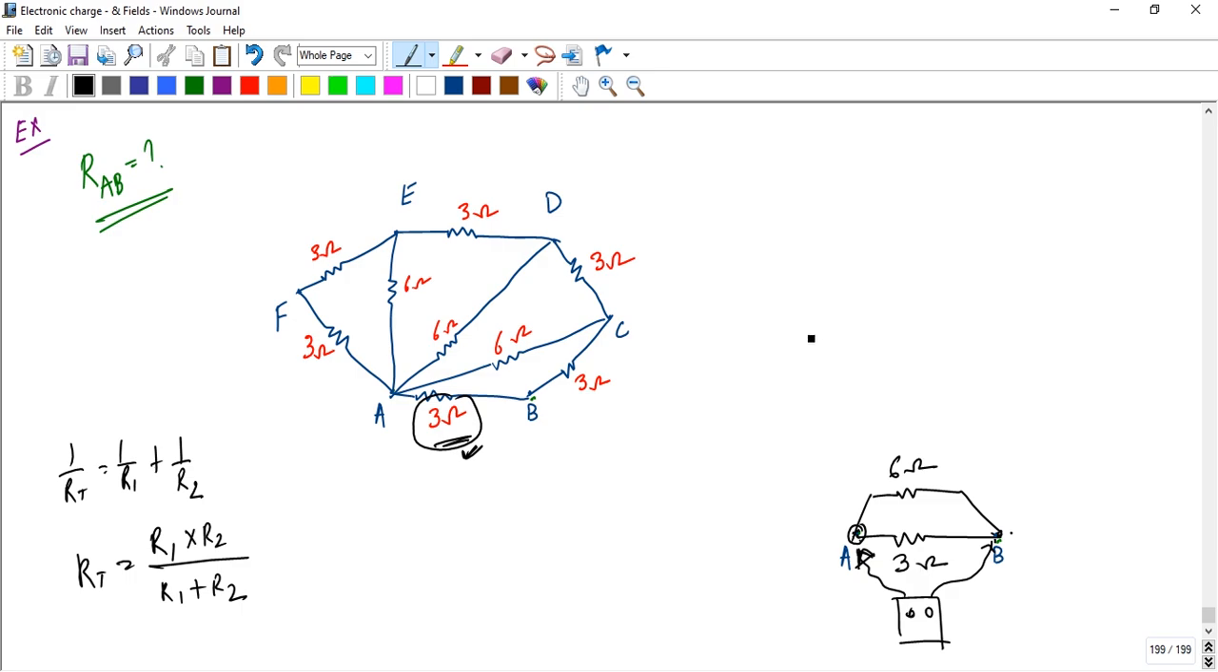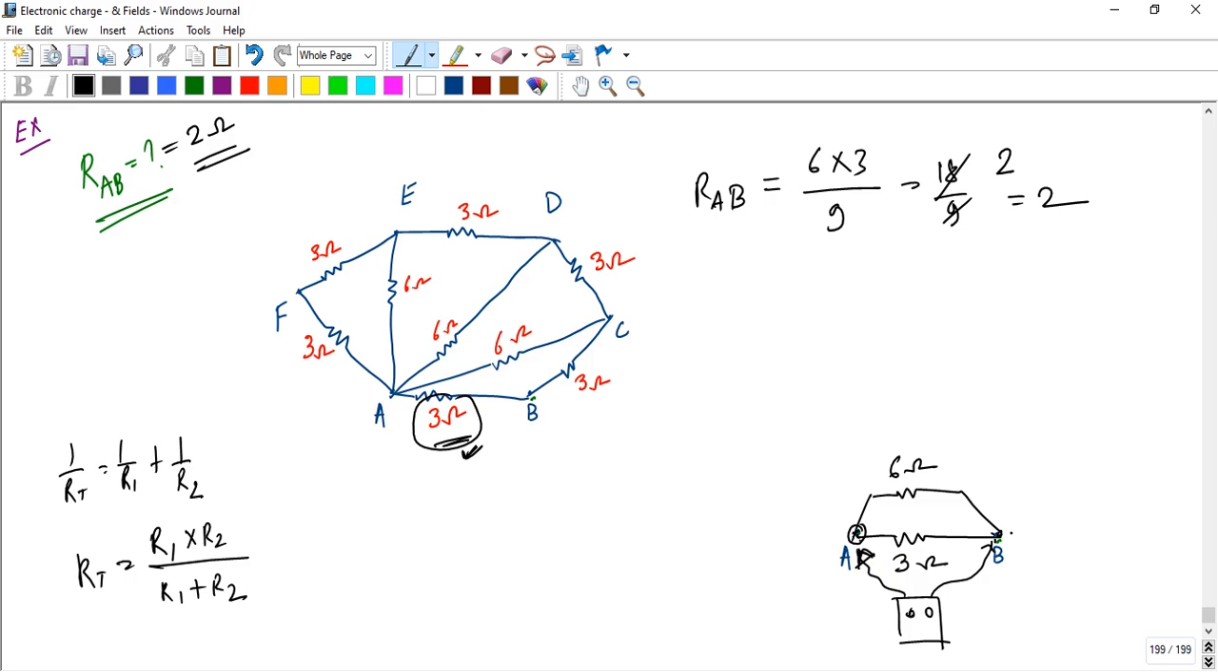Okay, so we get total resistance RAB of 6 and 3 in parallel. So 6 times 3 divided by 6 plus 3, which is 9. So 18 by 9, and you get 2 ohm. The final answer is 2 ohm. That's the basic approach to solve the total resistance problem. That's very important, how to approach solving these types of numericals.